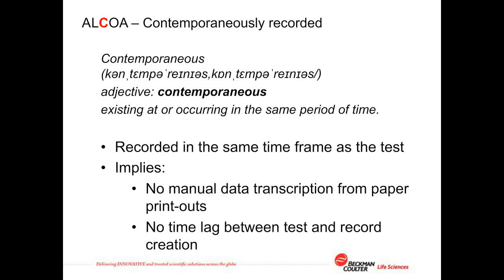Now we come to the C in ALCOA. In this context, the word contemporaneously implies that the electronic records should be created at the time that the sample is measured, implying that manual transcription of paper records is not good practice, and that collating paper records and then manually transcribing them into electronic format at a later date is definitely not good practice either.